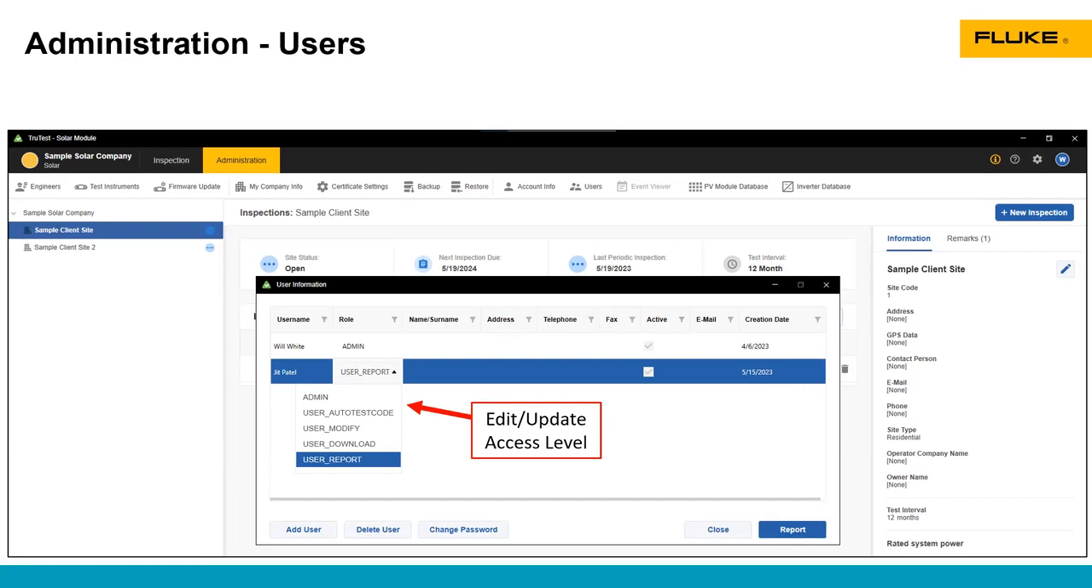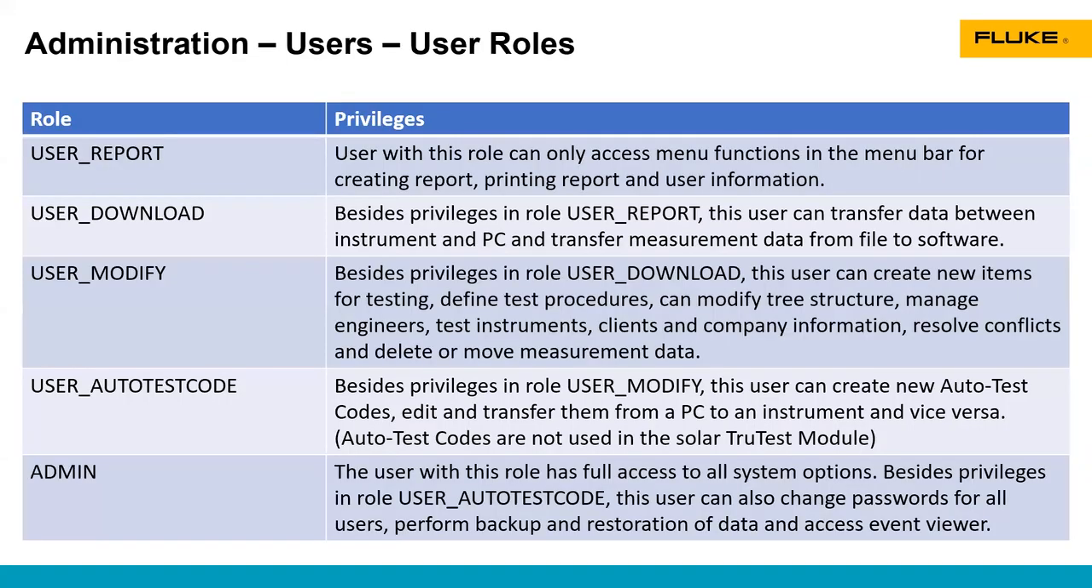The access level information is contained in the manual, which you can get to with the question mark in the upper right-hand side. But here's an overview. Users report can only create reports. They can print reports, they can print user information, that's it. The user download can do all the report stuff, plus they can transfer data between the SMFT 1000 and TruTest.